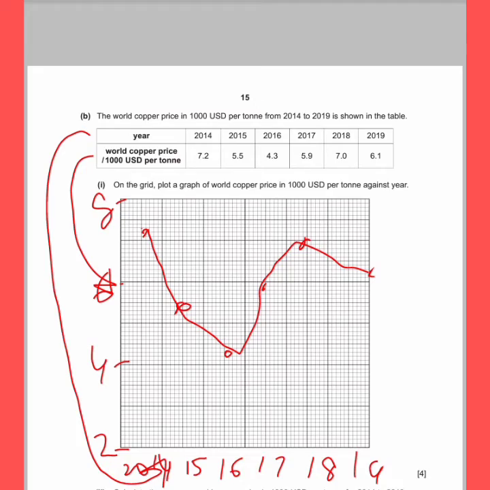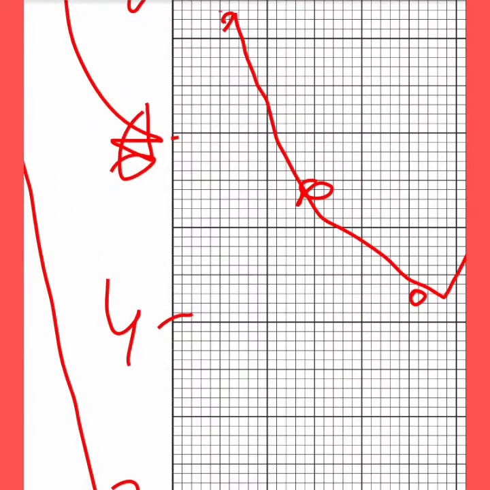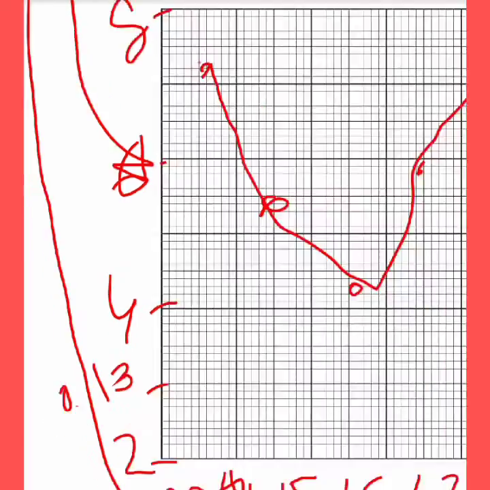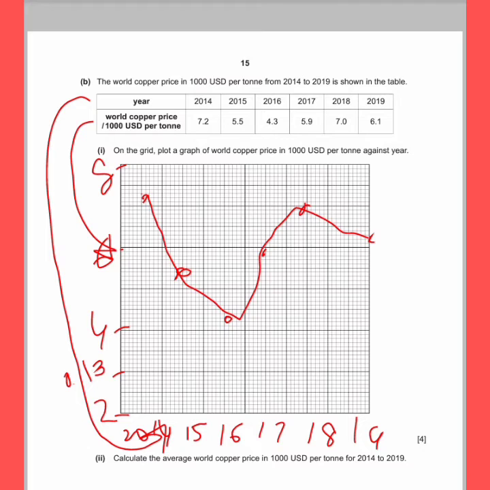So I started with 2, and so as you can see that if this is 2, this is gonna be 3, right? And each box will be for how much? 0.1, okay? This is how much each box accounts for, right? So you have this simple idea, okay? And then we have plotted a graph. I've plotted a graph. Okay, and then they're asking you to calculate the average world price. So to calculate the average world price, how do we take out average?